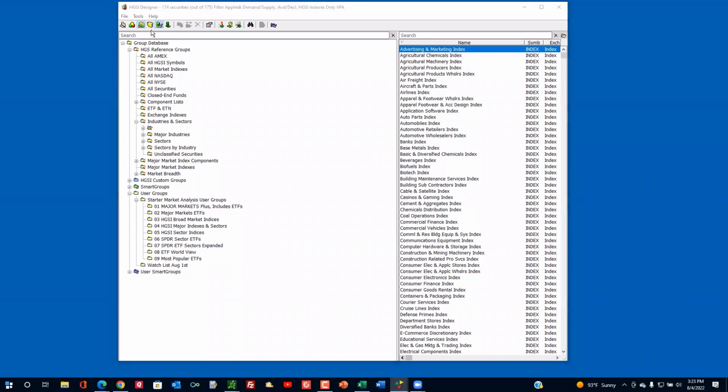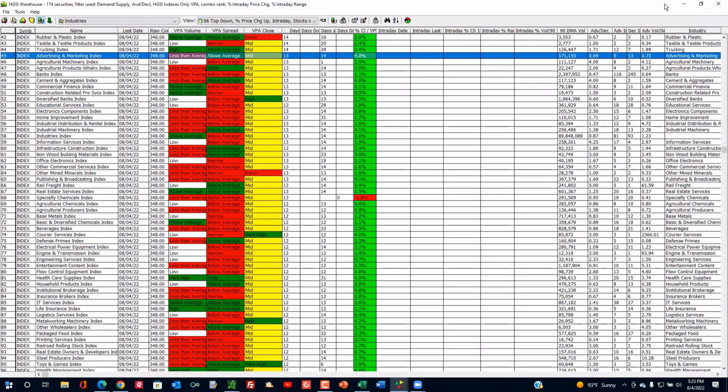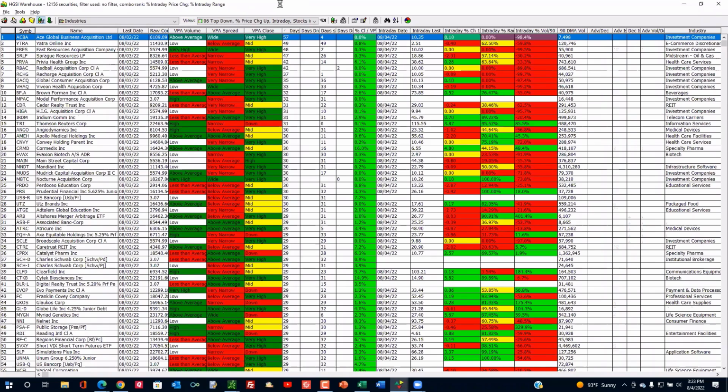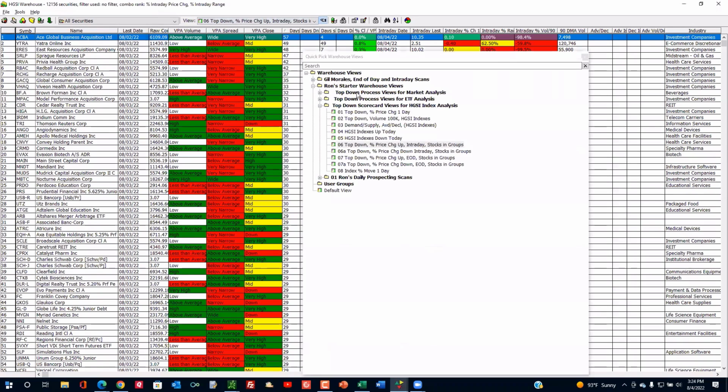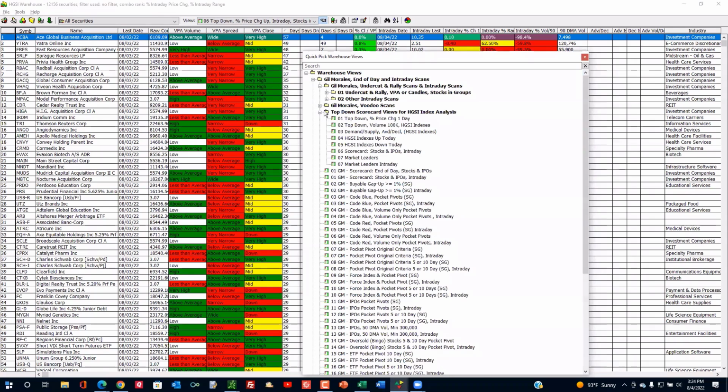Now, I did a top down there, just going into here, but I want to show you some other things. I'm going to go to all securities by hitting my Control M. And then I'm going to go into Gil's. And I want to show you what's going on here.